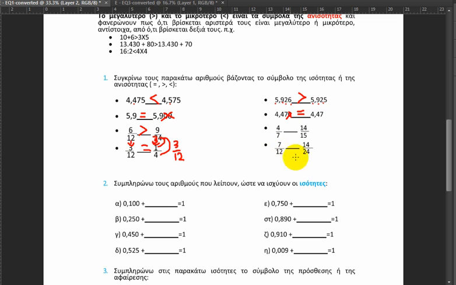Here, again, we have twelfths and 24ths. So again, the least common multiple is 24. So in this hat, I'm going to put 2. And in this hat, I'm going to put 1. 2 times 7 is going to give me 14. 2 times 12 is going to give me 24. So here we have 14/24, and here we also have 14/24, so these two are equal.